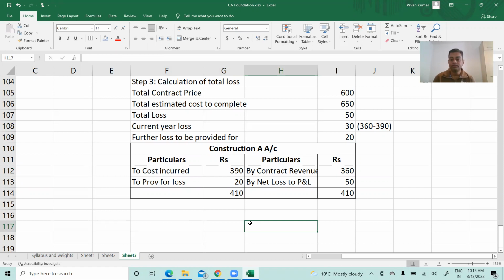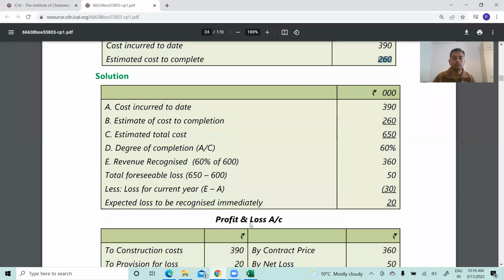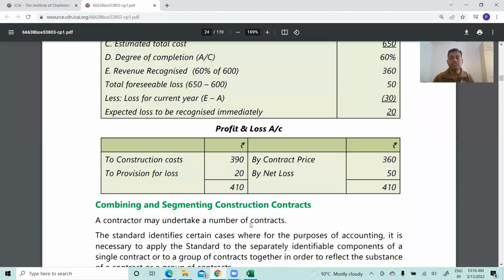So can we go to next question? Is this the calculation and P&L we got? You can write contract account, you can write P&L account, no problem. Contract account is more appropriate because if you have 4 construction contracts, you will not have 4 P&Ls. All 4 construction contracts will go to 1 P&L.